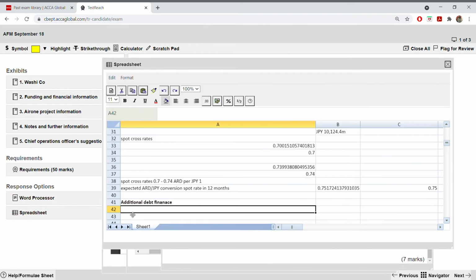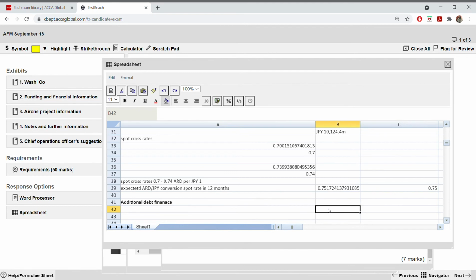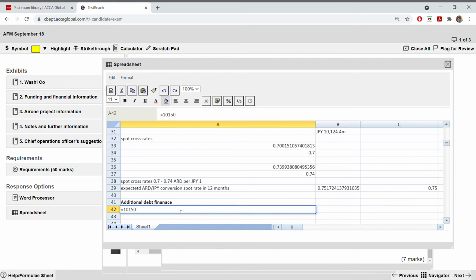Just open the spreadsheet and then we are going to take the additional debt finance. What is it? You can even write here. Okay, equal to, oh, it's better you write it here. Equal to 10,150 divided by, okay, because 150 is initial invest divided by what, which just now we found this exchange rate 0.75, because it is ARD per Japanese yen. Automatically it will convert into Japanese yen. Okay, for year 0 in 12 months, even though it's in 12 months, it will be, because remember year 0 will be taken as year 1.